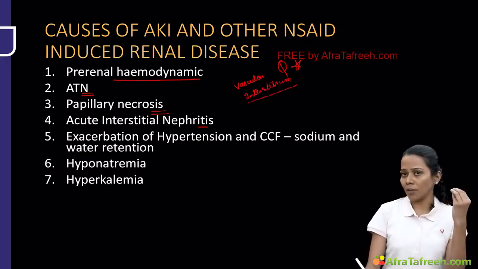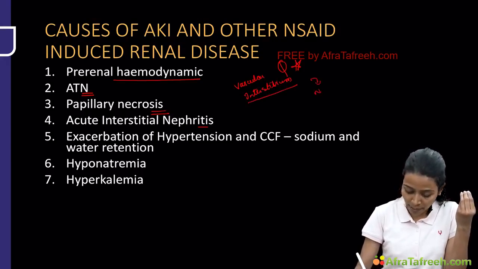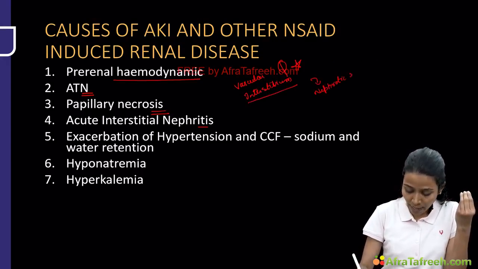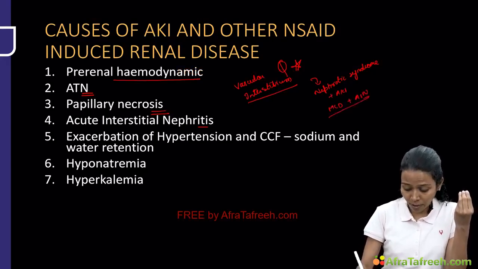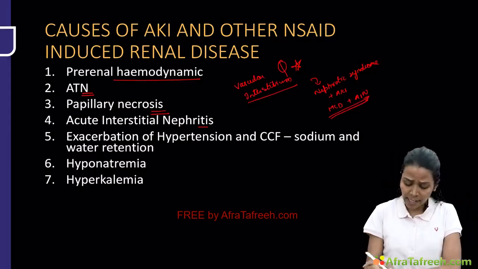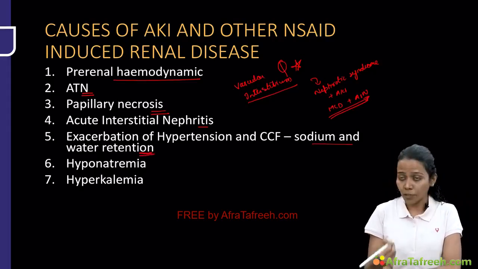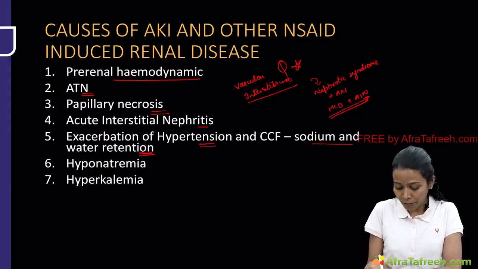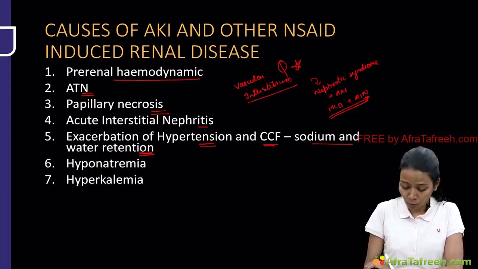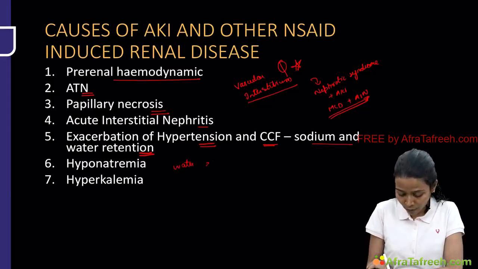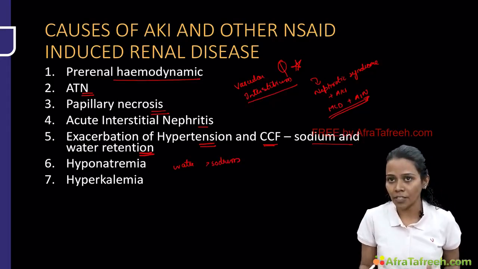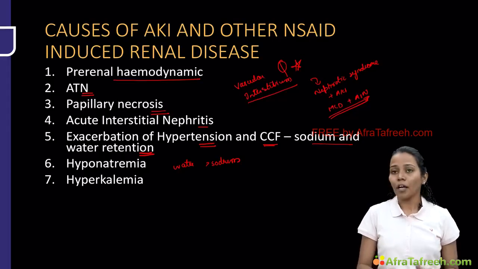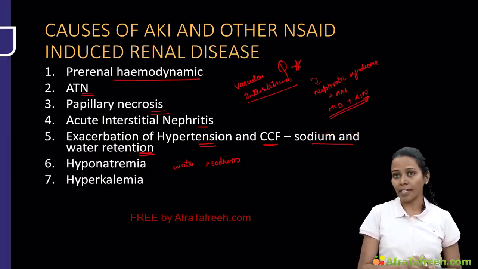Sometimes you can find these patients presenting as nephrotic syndrome plus AKI, and they generally have two etiologies. They are going to have minimal change disease plus acute interstitial nephritis. So, this could be a possibility. Next, it has sodium and water retention properties. So, it's going to cause exacerbation of hypertension and congestive cardiac failure. And because water is retained more than sodium, it can cause hyponatremia. It can also cause hyperkalemia. So, these are the seven manifestations of NSAIDs in the kidney.